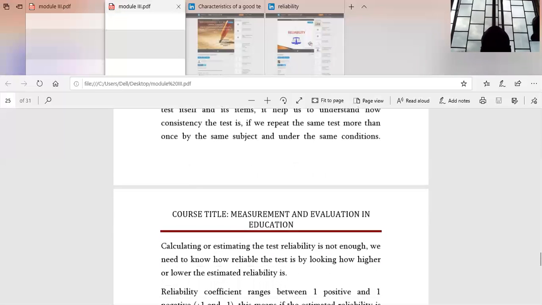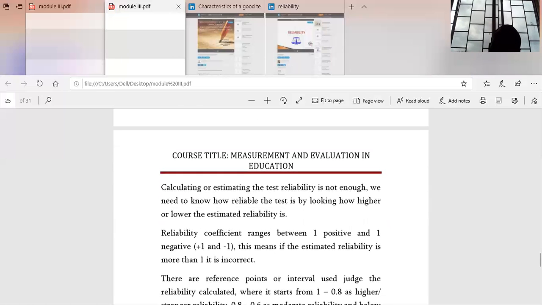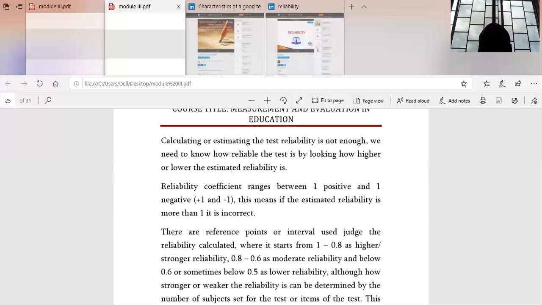So calculating or estimating the test reliability is not enough. We need to know how reliable the test is by looking at how high or low the estimated reliability is. For instance, the reliability coefficient, maybe you use the Kuder-Richardson 21 or Pearson product moment, whatever method is used. You are going to get a result, and the result should range from positive one to negative one.